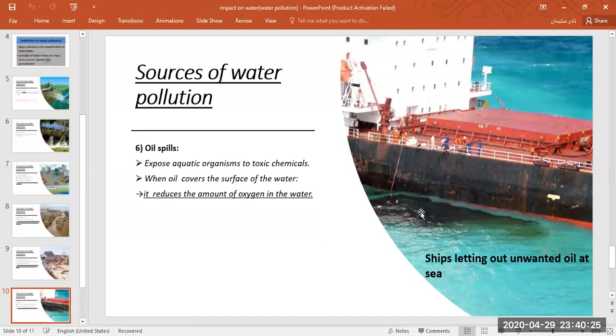Contaminated. And this will expose aquatic organisms to toxic chemicals, because oil is made up of chemical substances and it is a hazardous waste. So when oil covers the surface of the water, it also reduces the amount of oxygen in the water. So it's a negative activity by humans on the water. As you know, oil floats on water, so it reduces the amount of oxygen in the water.